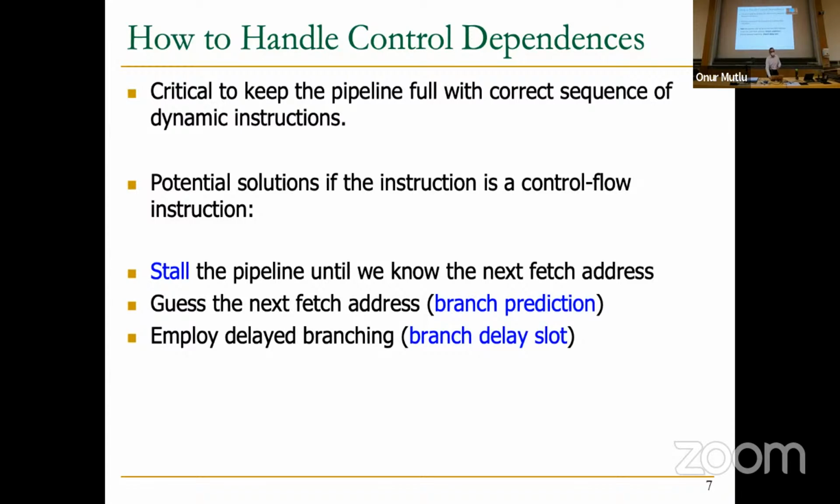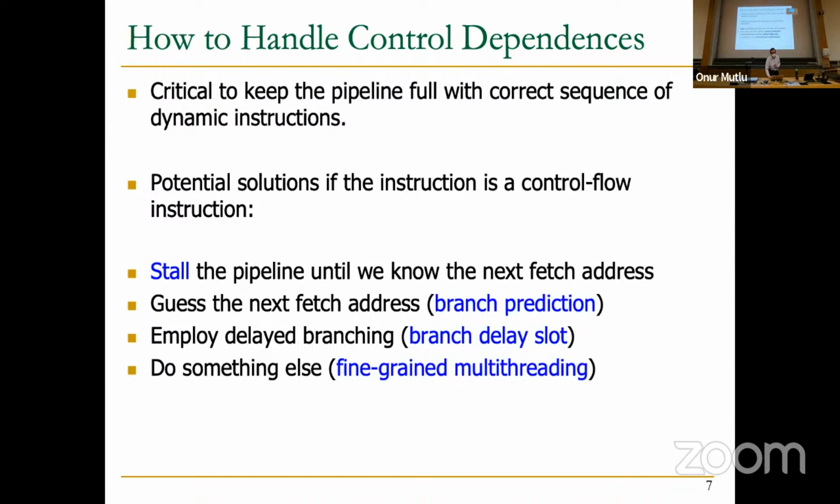Employ delayed branching. Basically change the semantics of the branch instruction. The branch instruction doesn't take effect right now. The branch instruction says, oh, you should execute the next 3 instructions after me and then branch. Or you should wait 10 cycles and then branch. This is a bad idea, as we will see also, because it ties the branch instruction semantics to the microarchitecture and vice versa. So hopefully we'll have time to talk about that in the next lecture.